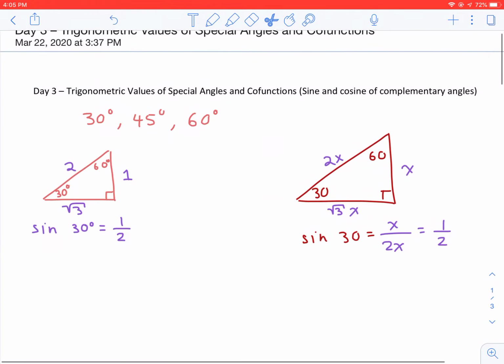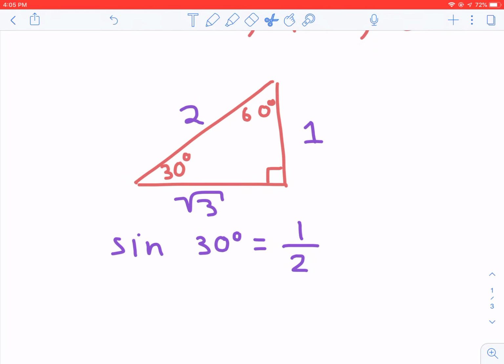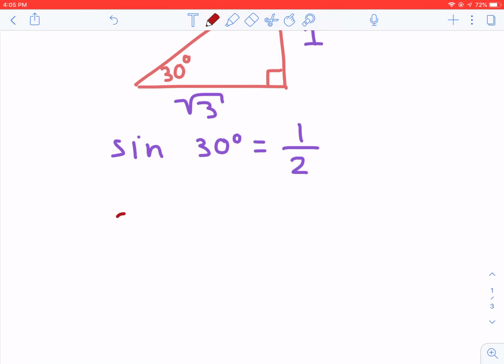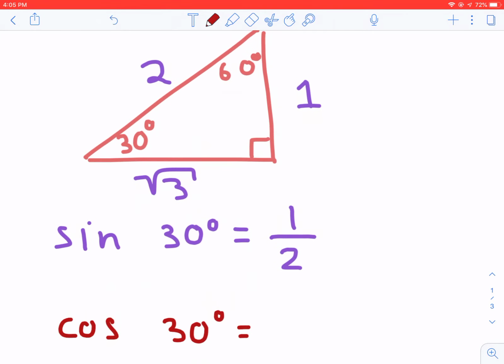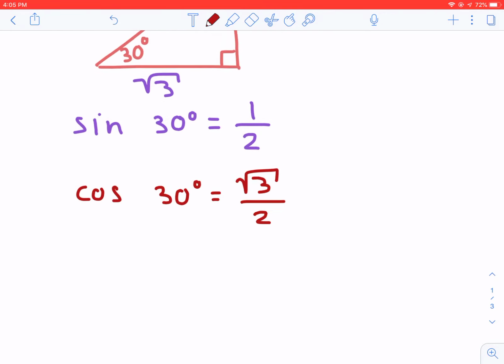So I'm going to use this triangle, though. It's a little easier. And let's get our other special trig values. So we need to know sine of 30. We need to know cosine of 30. So cosine of 30 degrees, that's going to be adjacent, which is radical 3, over hypotenuse, which is 2. And so cosine of 30 degrees is radical 3 over 2.